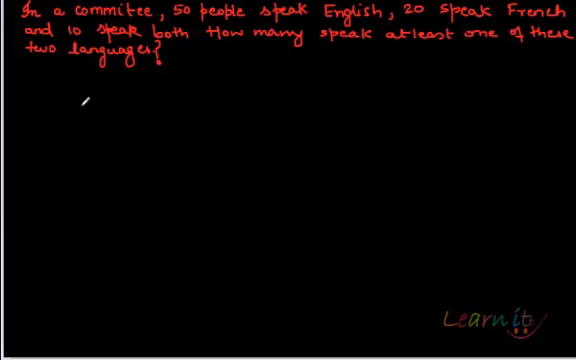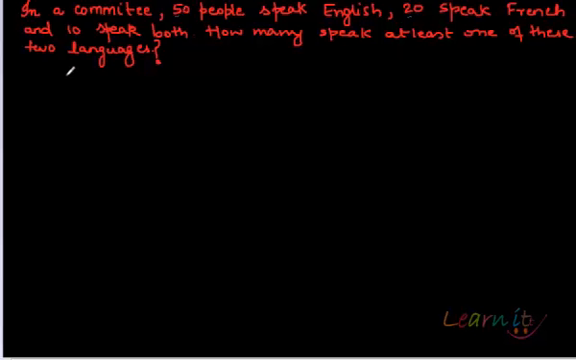Okay, in the question we're given that there is a committee. 50 people out of that committee speak English and 20 speak French, and 10 can speak both the languages. Now we need to find out how many people speak at least one of these languages. So what is given to us? Let me just write down what is given to us.